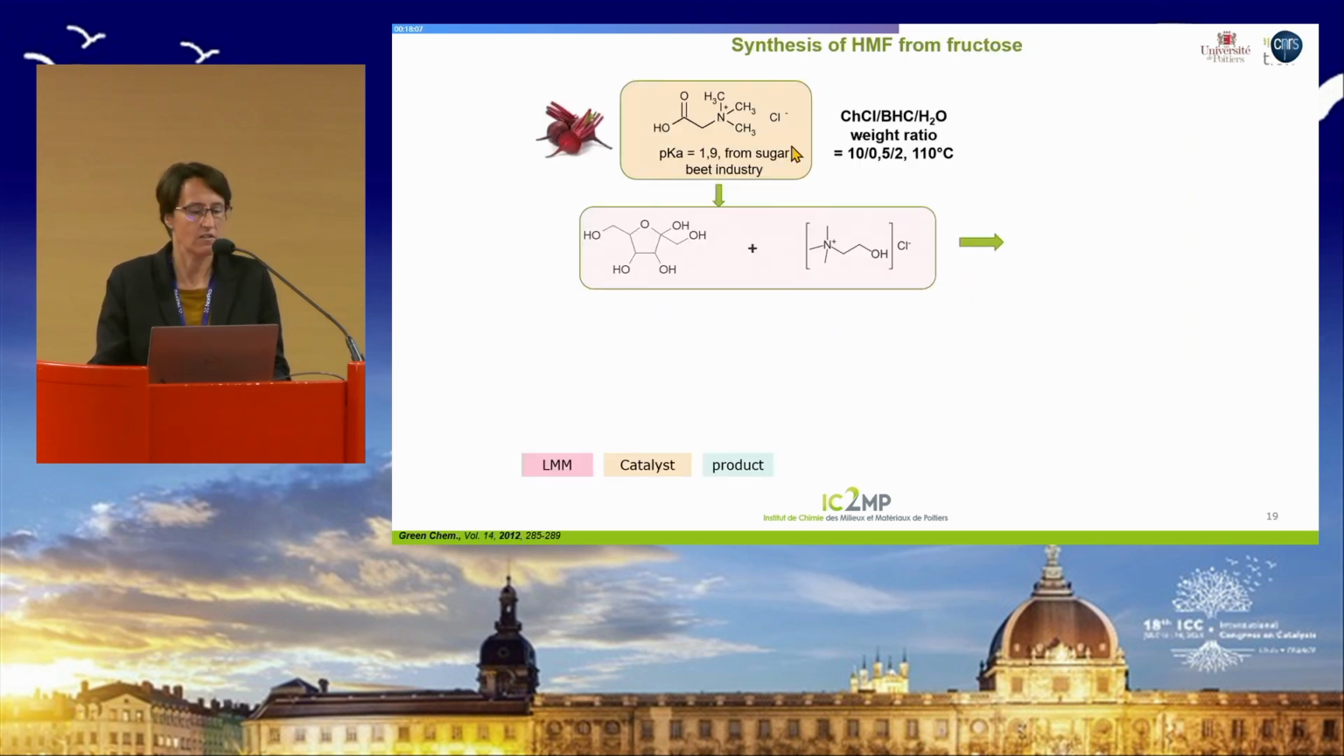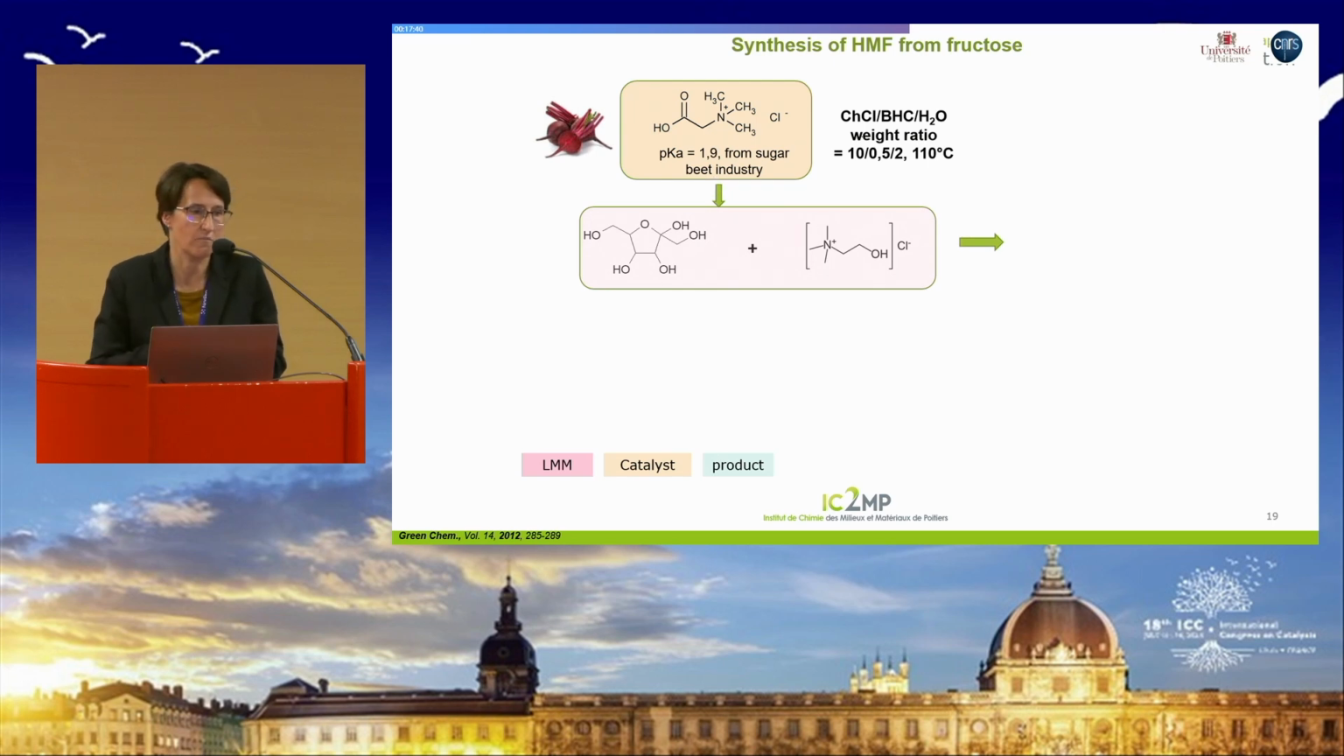So we decided that with choline chloride and fructose, you can make a deep eutectic solvent. And we decided to use as a catalyst betaine hydrochloride, with a pKa of 1.9, which is obtained from the sugar beet industry. This is this compound here. It's solid. Choline chloride is solid. So you can imagine that if you use choline chloride and fructose, it will be a liquid. But if you add betaine hydrochloride inside, you will have a big mass.